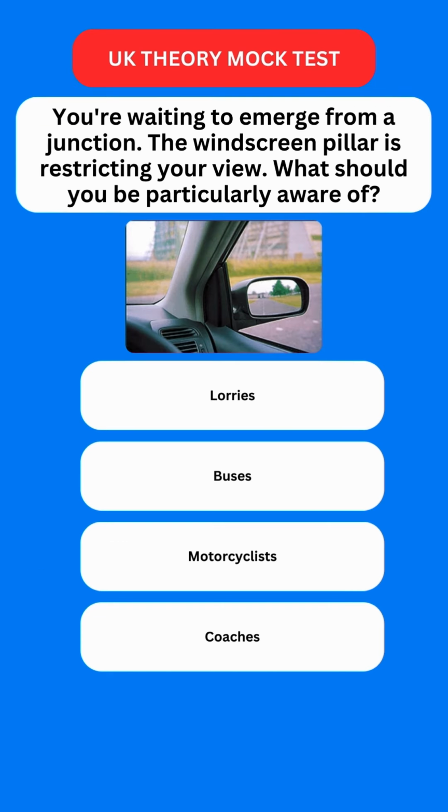Next question is, you're waiting to emerge from a junction. The windscreen pillar is restricting your view. What should you be particularly aware of? Options are lorries, buses, motorcyclists, or coaches.